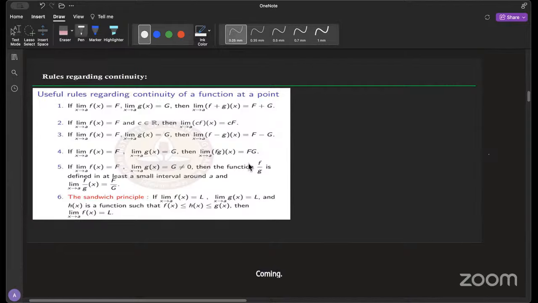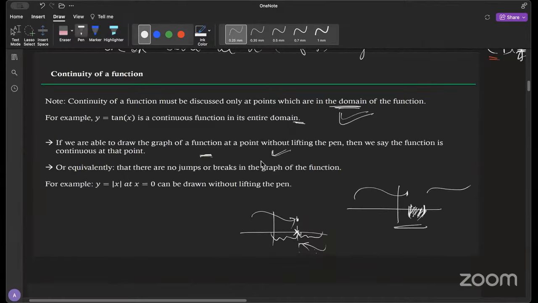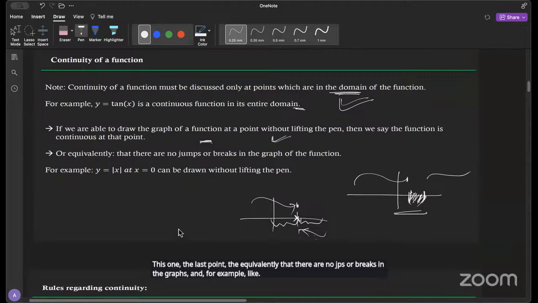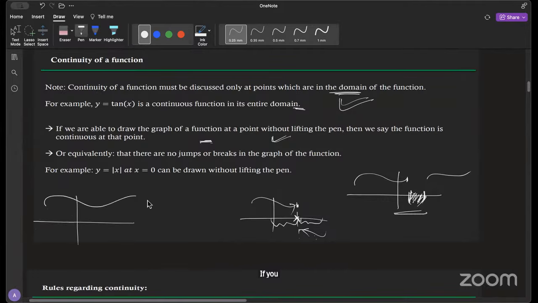Coming to the last point, equivalently that there are no jumps or breaks in the graph. For example, it's the same thing. If you see something like this, let me just make the distinction even more clear. If you see a function like this, where there are no breaks, that means it's definitely continuous.